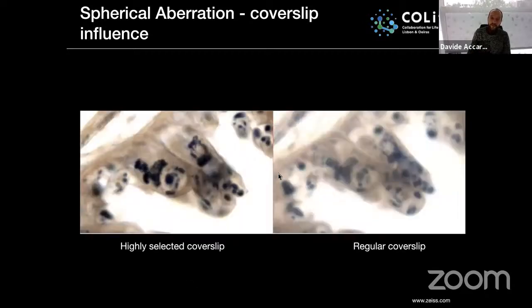This is a bright field picture taken with a highly selected cover slip on the left and with a regular cover slip on the right. And look, the spherical aberration consequences are immediately visible here. So lots of contrast, lots of resolution. Imagine if you have few fluorophores and then all the signal is blurred and lost in an elongated XZ image. Okay.